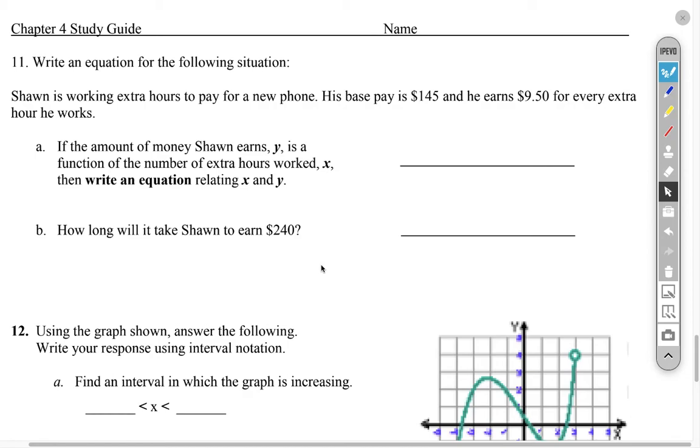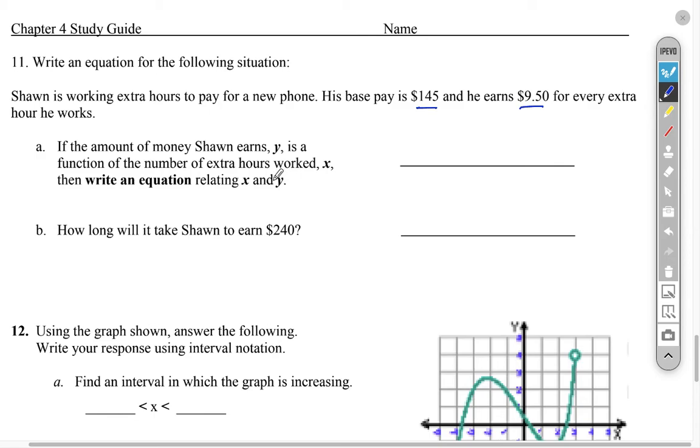All right, it says Sean is working extra hours to pay for a new phone. His base pay is $145 and he earns $9.50 for every extra hour he works. If the amount of money Sean earns, Y, is a function of the number of extra hours worked, X, then write an equation relating X and Y.